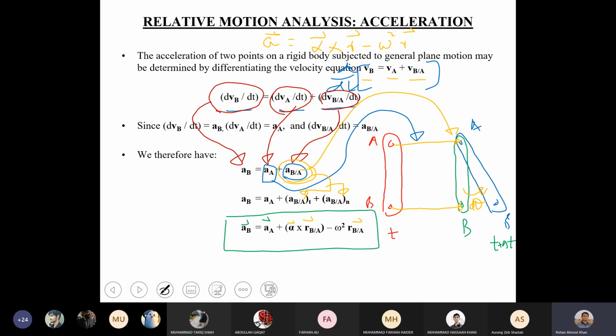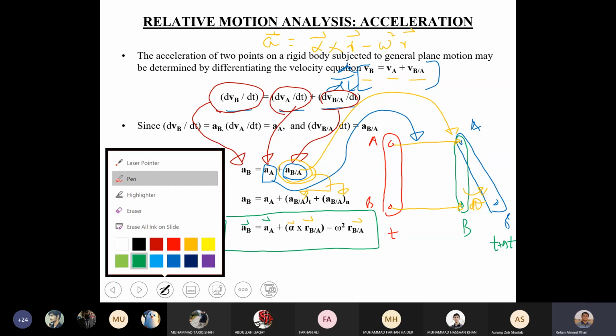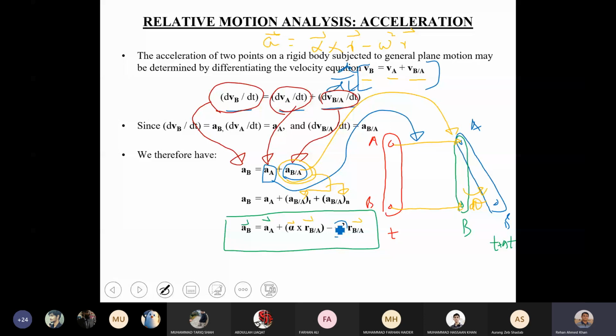So this equation is going to be applied on any rigid body which is undergoing general plane motion in order to relate a and alpha with each other. Is this point clear to all of you? Yes. Okay, now if we take a closer look at this relative acceleration equation, it involves this omega as well. What is omega?